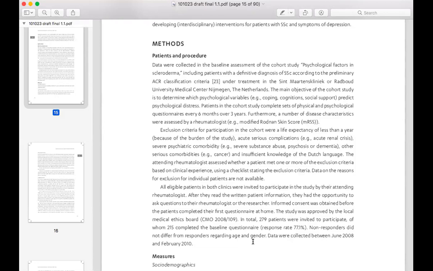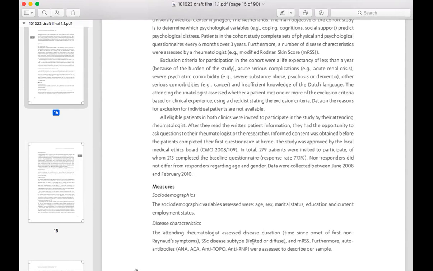Why did I not want patients who had a life expectancy of less than a year? Why did I not want them if they had acute serious complications, or insufficient knowledge of a language that I was interested in? Why did I want certain kinds of patients, and why did I not want other kinds? And in this particular study, I believe I got 279 patients, and about 215 completed the questionnaire. So this is what the methods is.